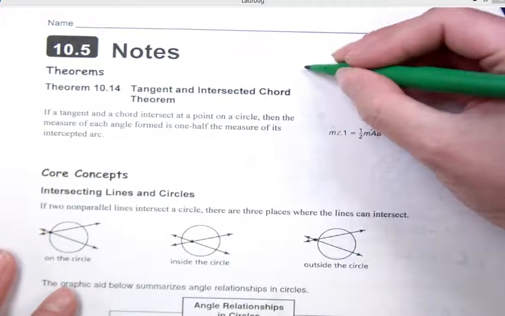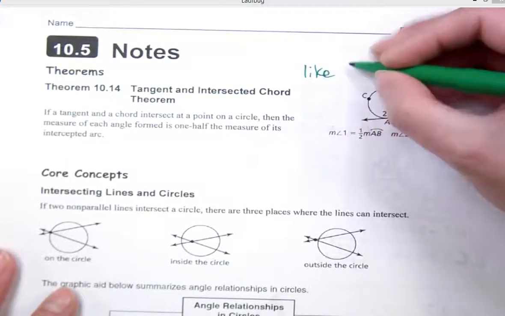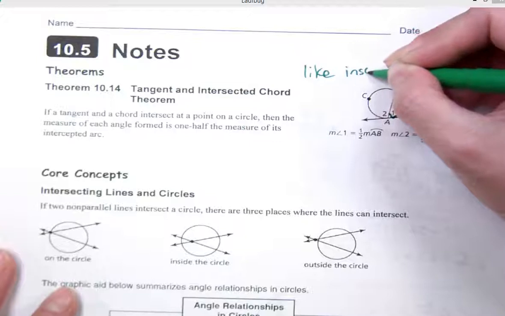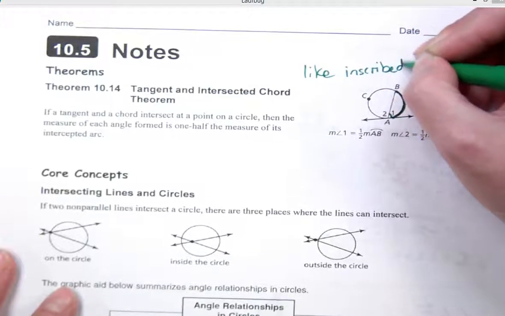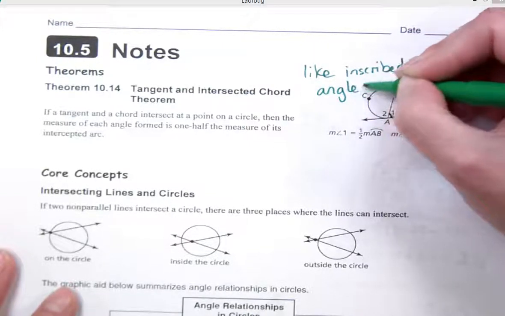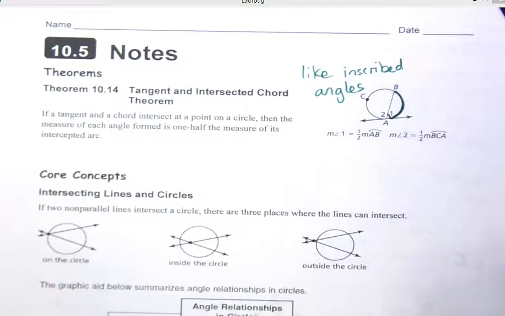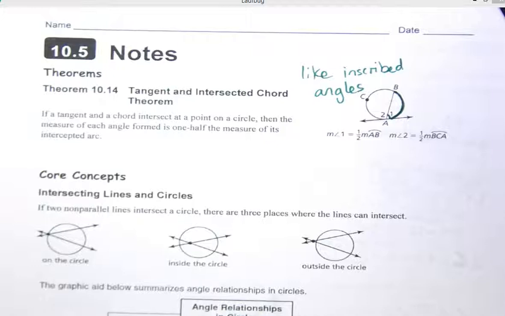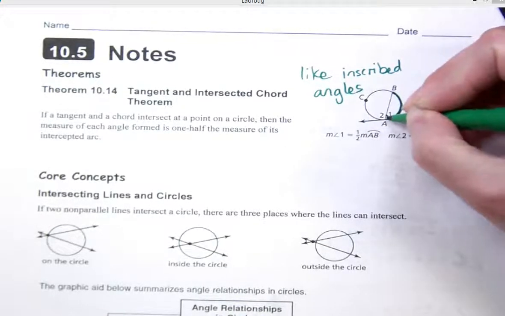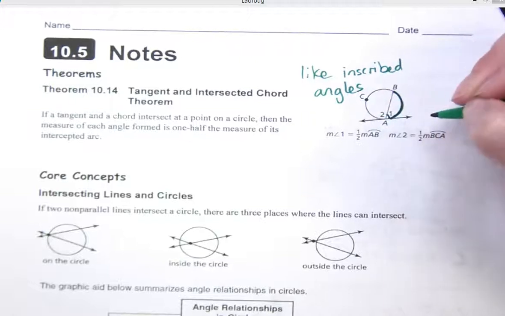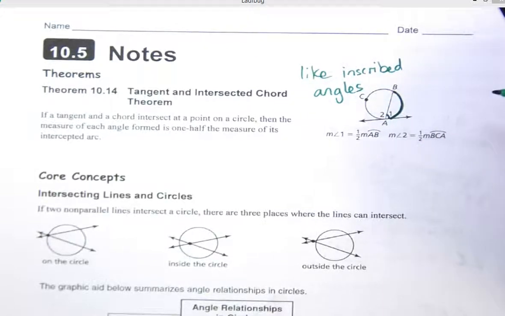So it helps you remember, I wrote a note here, they're like inscribed angles. The vertex is on the circle. That's our rule for inscribed angles. If the vertex is on the circle, then it's 1/2 of the arc. Here, the vertex is on the circle and the tangent's outside, but if it helps remember, the vertex is still there on the circle.